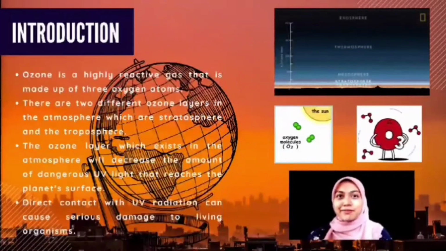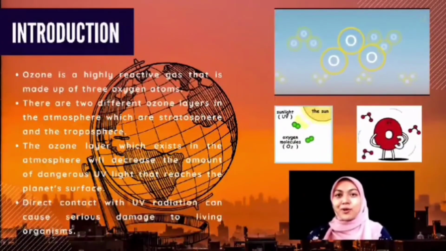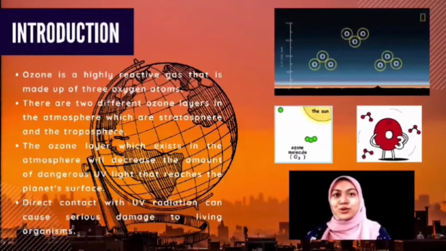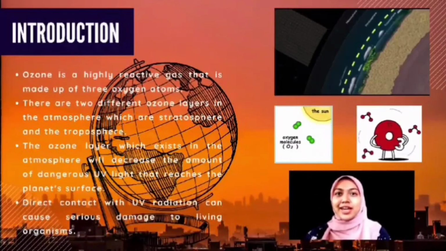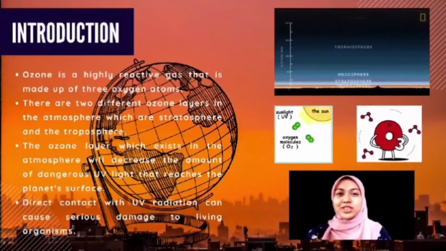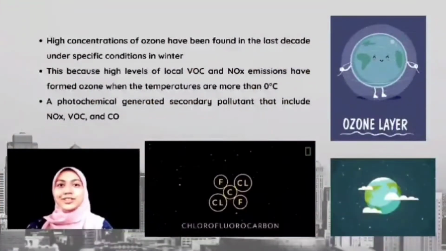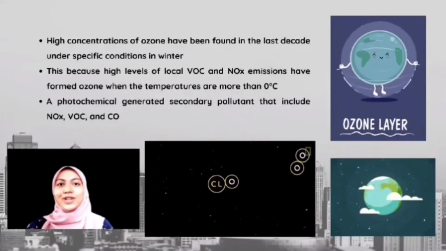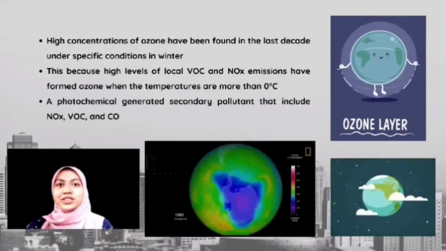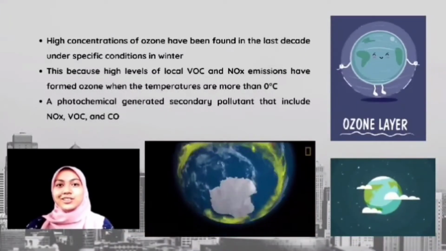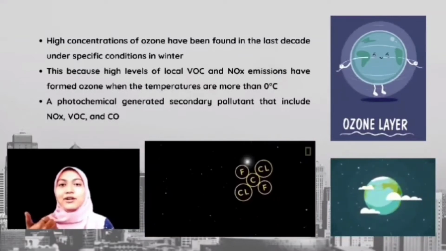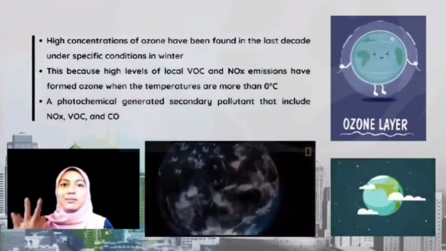Many human acts have given bad effects to the environment, and ozone pollution is one of them. Ozone is made up of 3 oxygen atoms, and there are 2 layers in the atmosphere, which are the stratosphere and also the troposphere. In the last decade, high concentration of ozone has been found in western US. It happens when the temperature is more than 0 Celsius. It is generated including nitrous oxide, volatile organic compound, and also carbon dioxide.